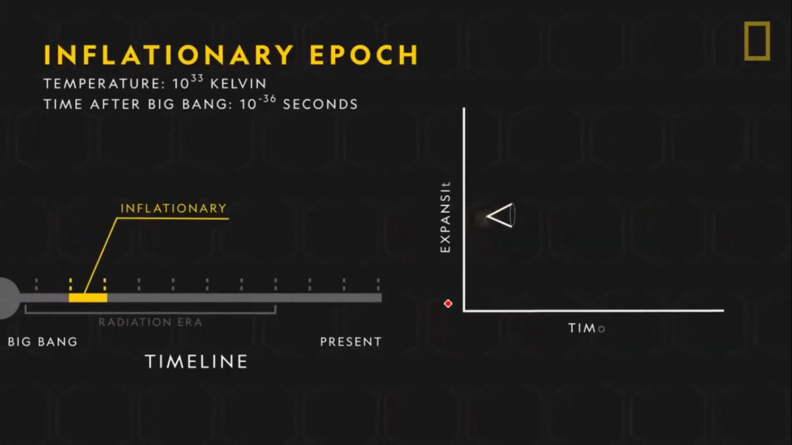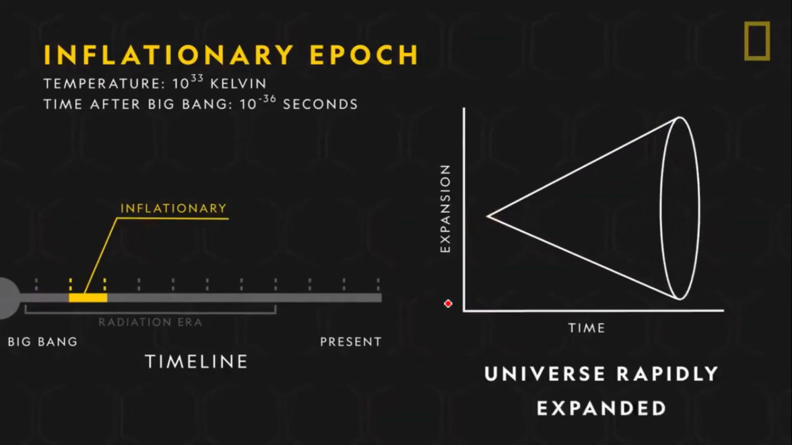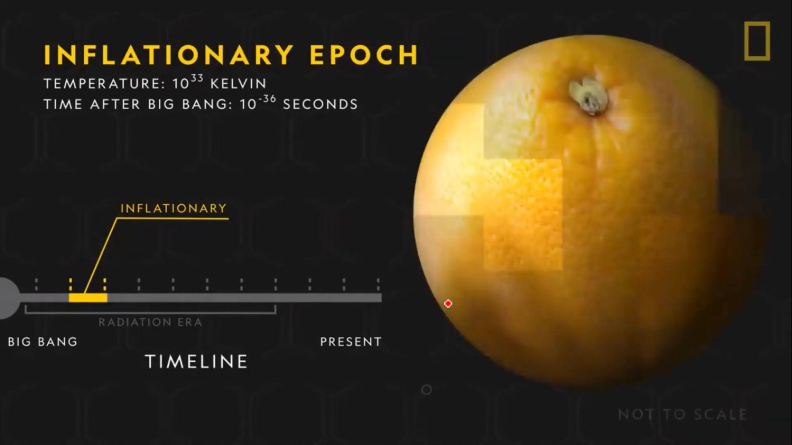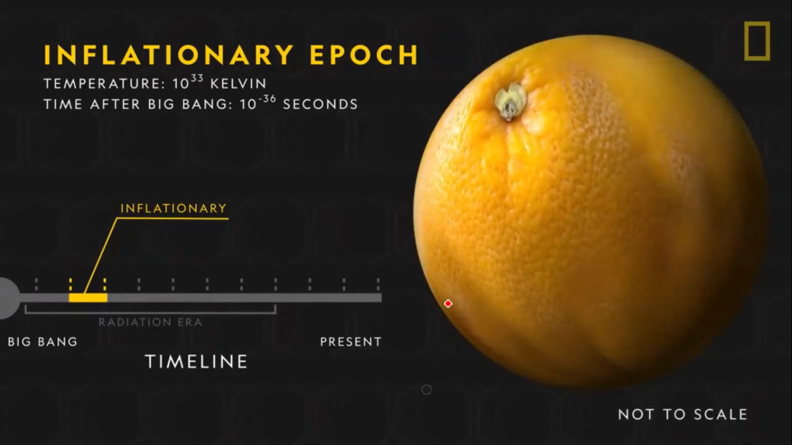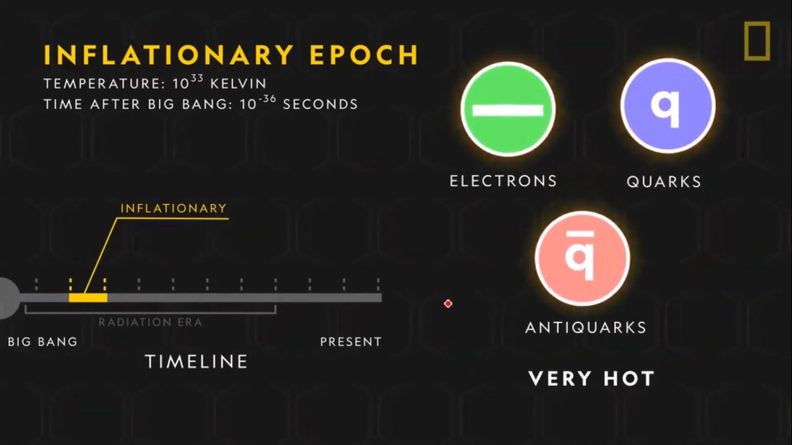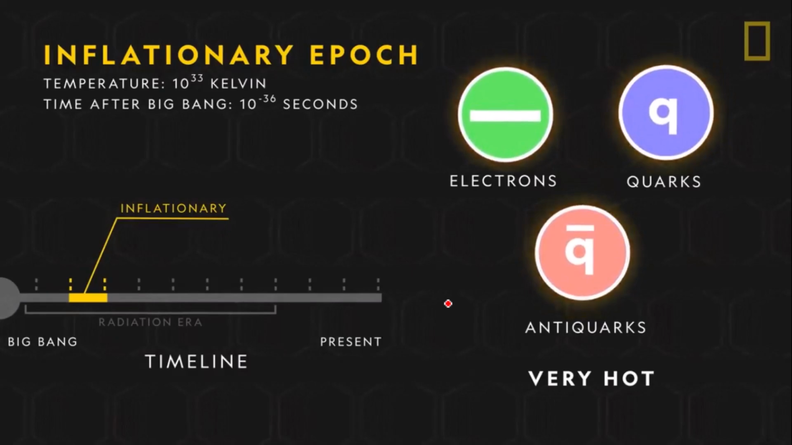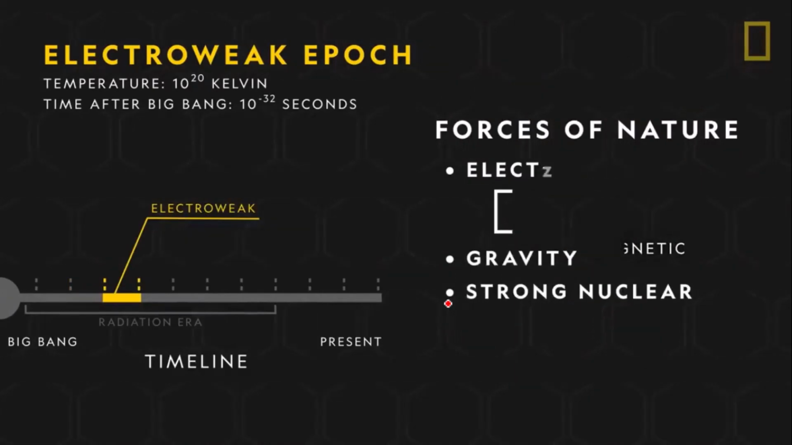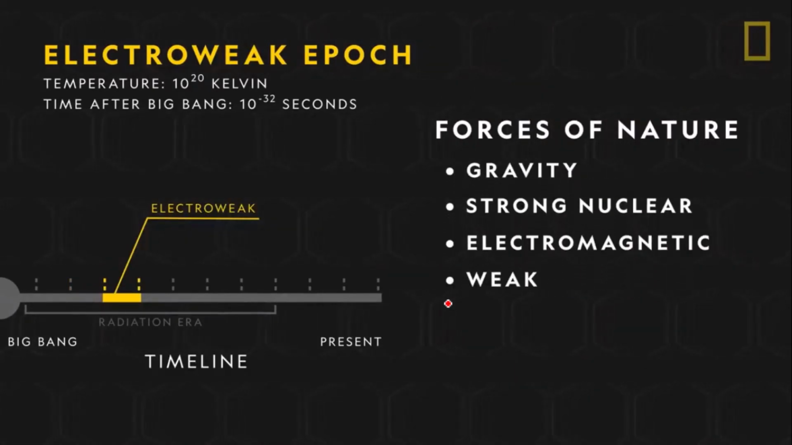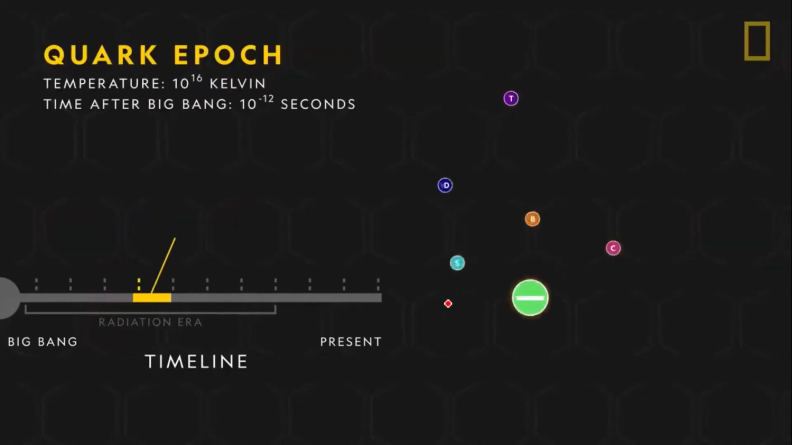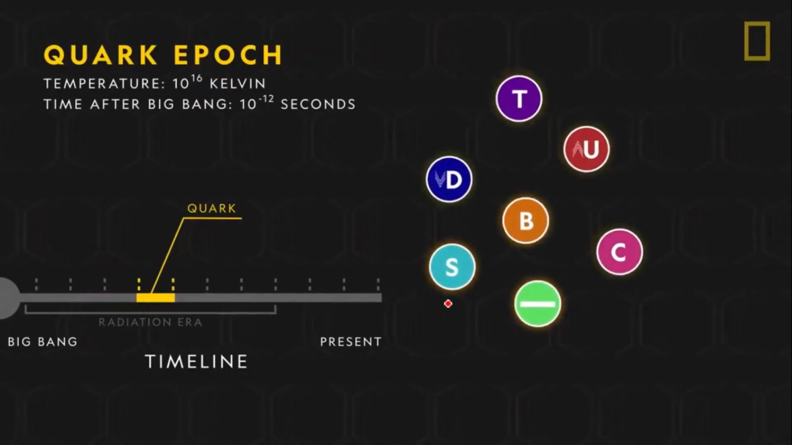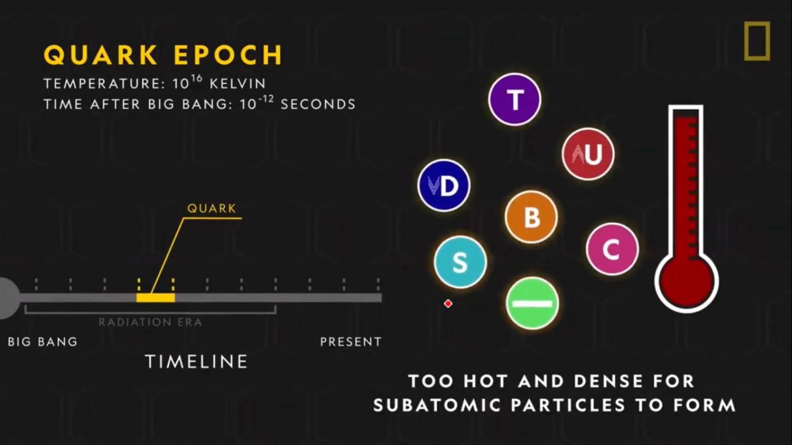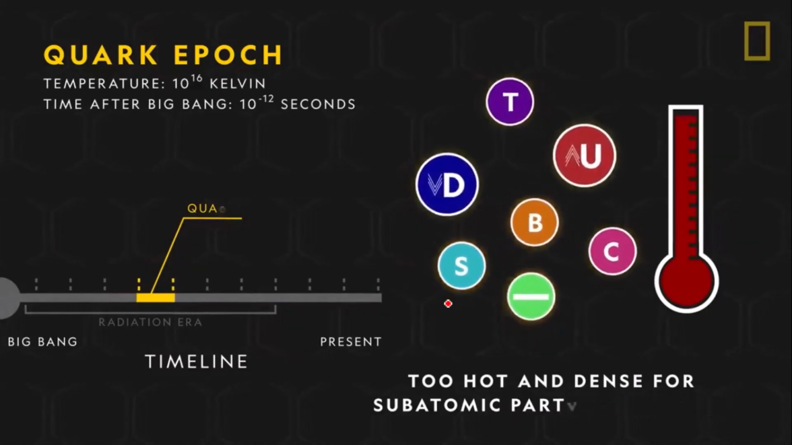Then, the inflationary epoch began, during which the universe rapidly expanded. Almost instantly, it grew from the size of an atom to the size of a grapefruit. The universe at this time was piping hot, and it churned with electrons, quarks, and other particles. Then came the electroweak epoch, when the last two forces, electromagnetic and weak, finally split off. During the next stage, the quark epoch, all of the universe's ingredients were present. However, the universe was still too hot and dense for subatomic particles to form.